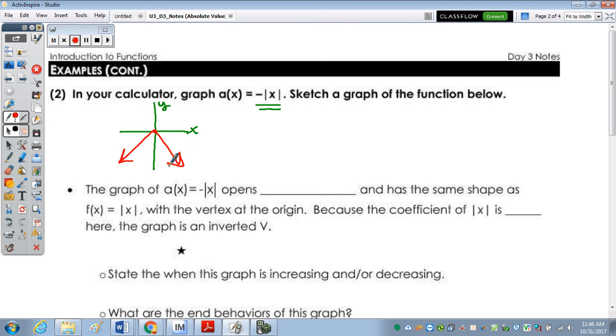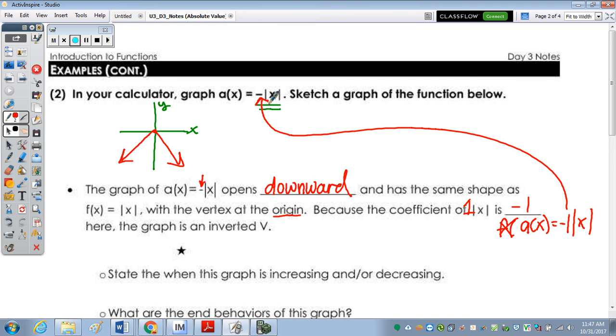Okay, so this graph, the first bullet, the graph of a(x) equals negative absolute value of x, because of that negative, it's going to open downward. And has the same shape, yep, with the vertex at the origin. That's correct, because the coefficient out front is a 1. So because we don't write the 1, that's why we don't see it. And in this case, because it's upside down, our coefficient is actually negative 1. So instead of writing a(x) equals negative 1 times the absolute value of x, we don't write the negative 1, we just write the negative.